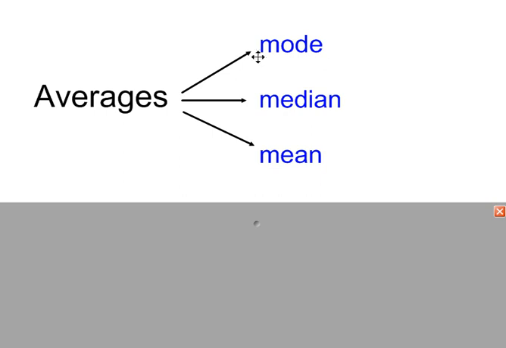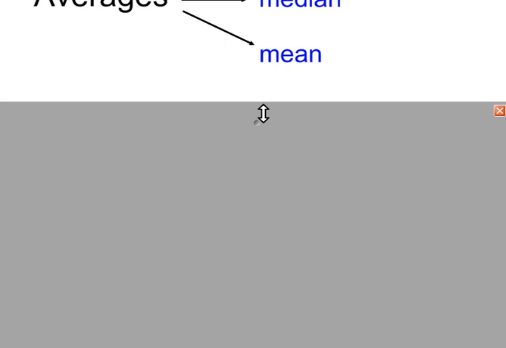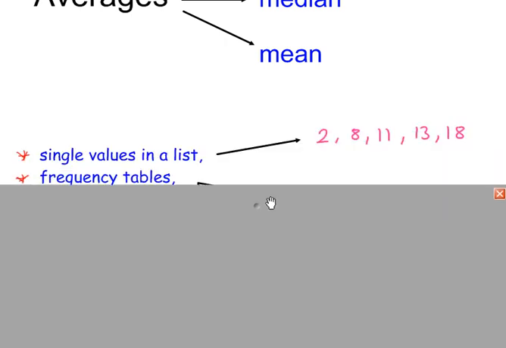Okay, so these are your three averages: the mode, the median and the mean, and you need to be able to work out these averages for data that's given to you in a single list of numbers. So work out the mean, median, mode for a list of numbers like this.